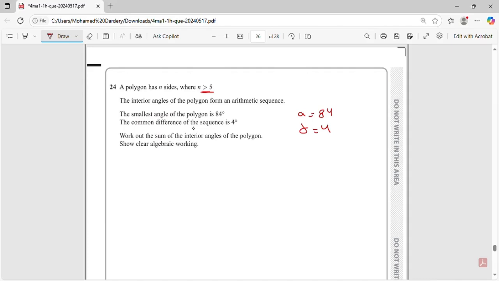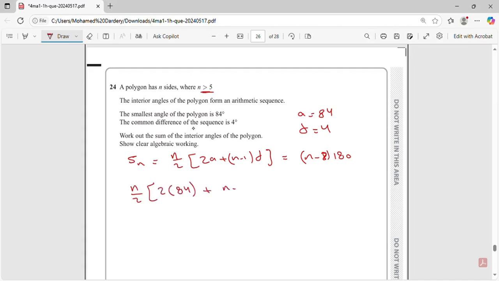So in this situation, we have to assume that the summation of the angles, which is Sn, equals the interior angles by the rule. Okay, Sn is n over 2 multiplied by 2a plus n minus 1 all multiplied by d. This is all equal to n minus 2 multiplied by 180. So I have to substitute and make a quadratic equation here. I have to substitute the value of a and d. So it will be n over 2 multiplied by 2 multiplied by 84, plus n minus 1 all multiplied by 4, which is equal to 180n minus 360.